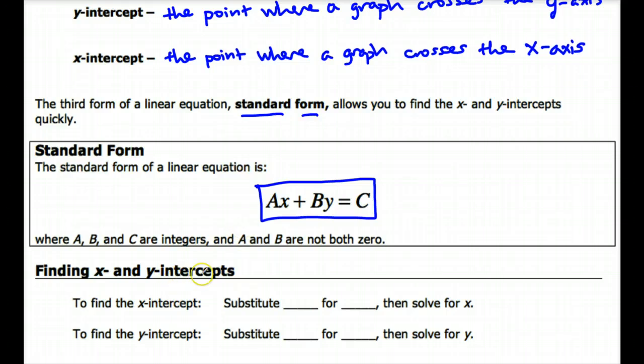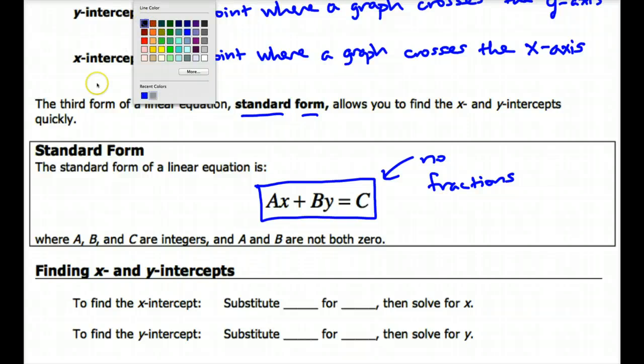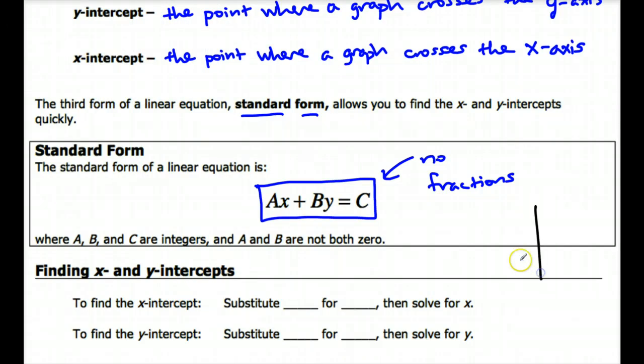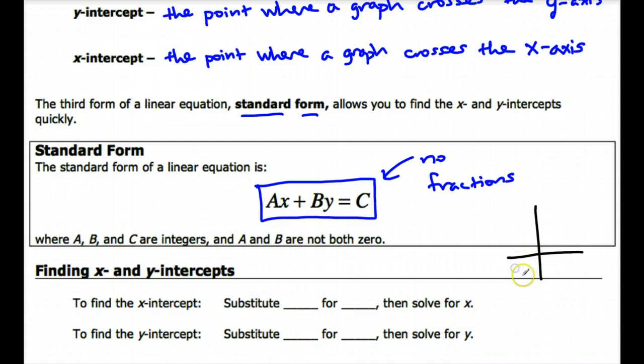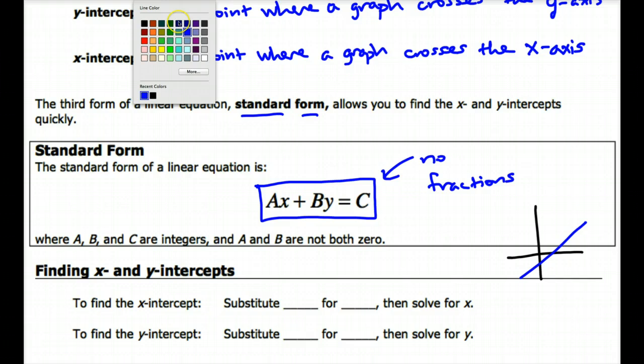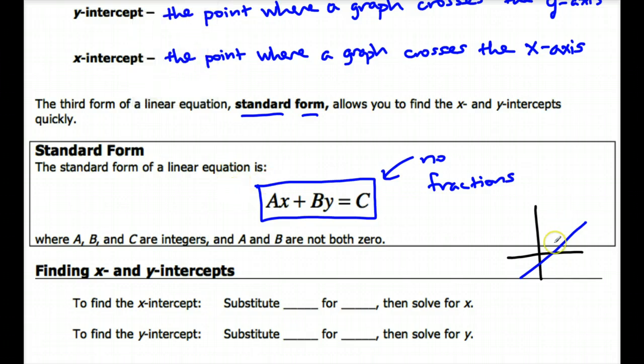So we're going to practice, first of all, finding x and y intercepts when you're given an equation in standard form. And again, remember, standard form has no fractions. So if you think about a point on the x-axis, I'm going to draw a quick little sketch here of a graph. Here's my coordinate plane, and here's my line. The x-intercept of that line would be about right here, wherever that line's crossing the x-axis.